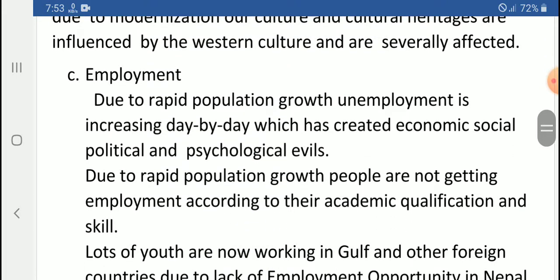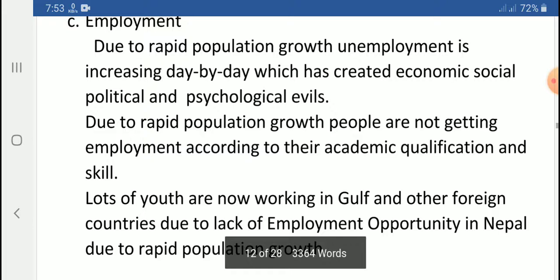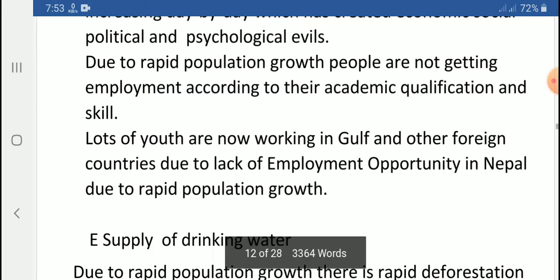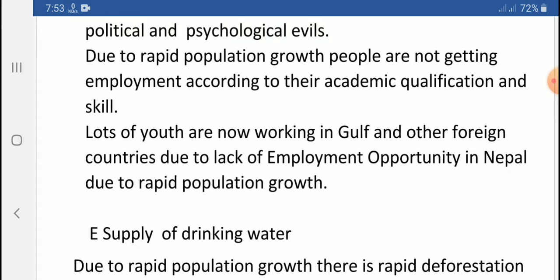Similarly, employment. So due to rapid population growth, unemployment is increasing day by day, isn't it? By which it has created socio-economical, political and psychological evils, and even the social evils are increasing in our society, like theft, robbery, and other social evils that have been increasing rapidly, and that is all because of rapid population growth. And even the people are not getting employment according to the academic qualification and skill. Lots of youth are now working in Gulf countries and other foreign countries due to lack of employment opportunities in Nepal. So these all are the results of rapid population growth in social sector, we can say socio-economic sector.